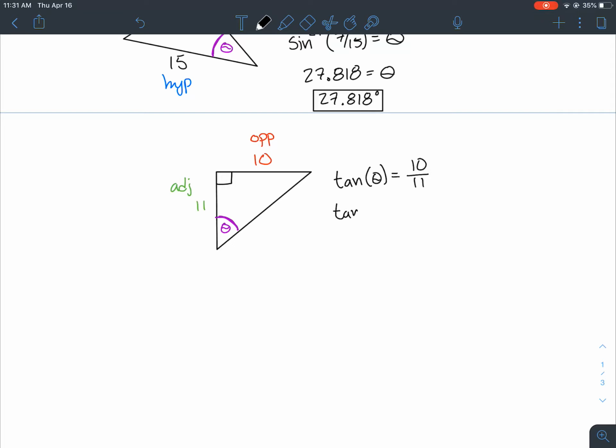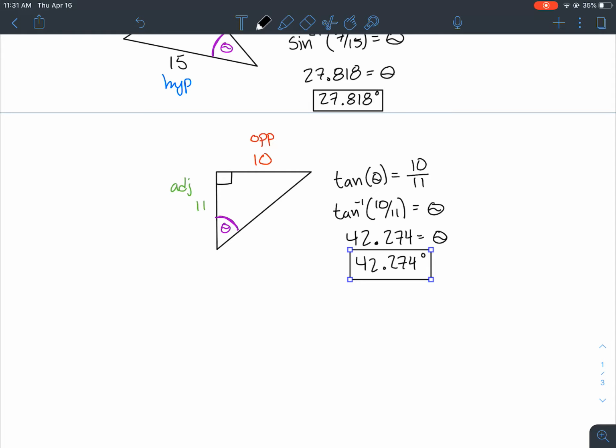So I take the inverse of tangent of 10 over 11, and that gives me theta. So on your calculator, second tangent, 10 divided by 11, and we get 42.274 when it's rounded. Which means our answer is 42.274 degrees.